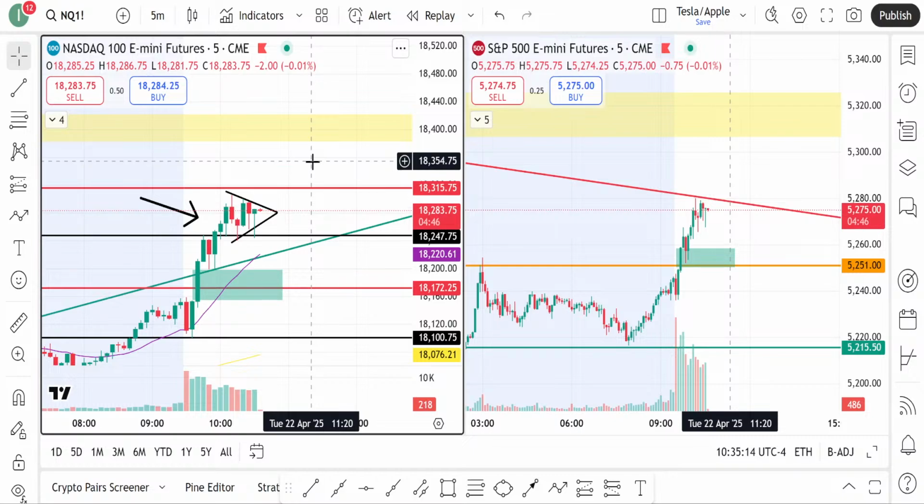Market's still holding up, guys. Buyers are still in charge. Sellers are trying to step in, and they have not succeeded so far. So I would not be selling right now for sure.